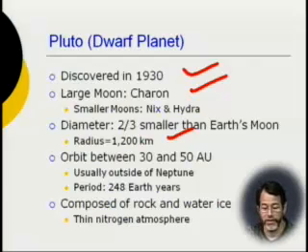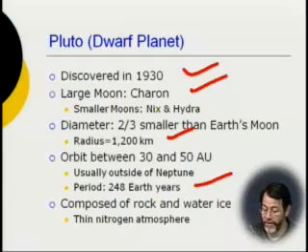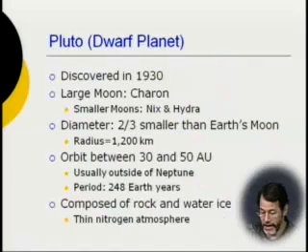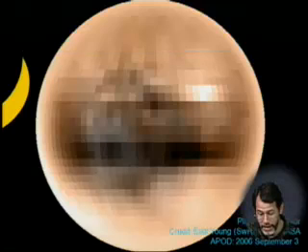Usually, Pluto is outside the orbit of Neptune, but not always. Before 1999, for several years, it was actually closer than Neptune. It takes Pluto 248 years to orbit the Sun. Pluto is composed of rock and water ice, and it has a very thin nitrogen atmosphere. It is an unusual object, and we discover some more about it all the time.